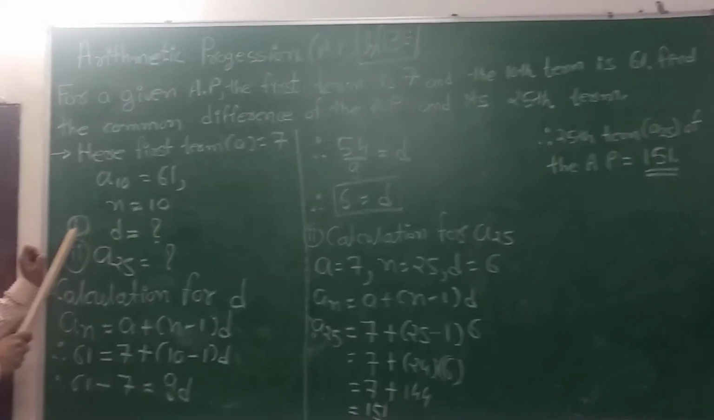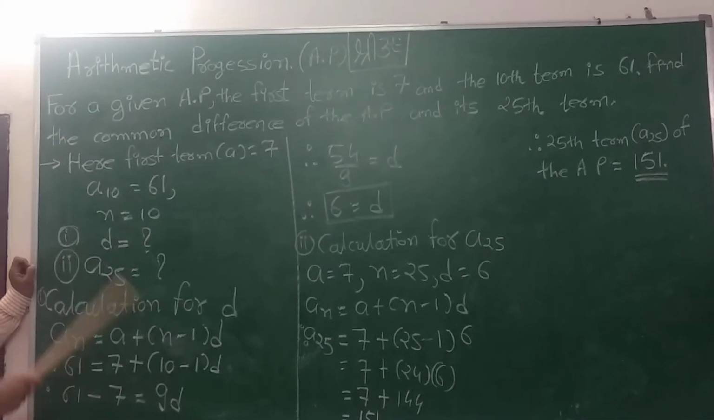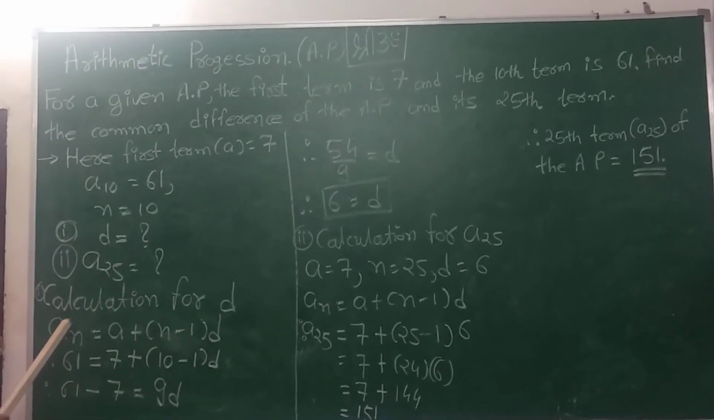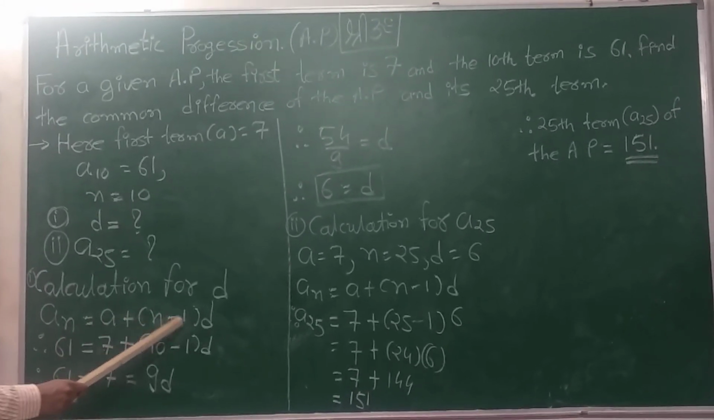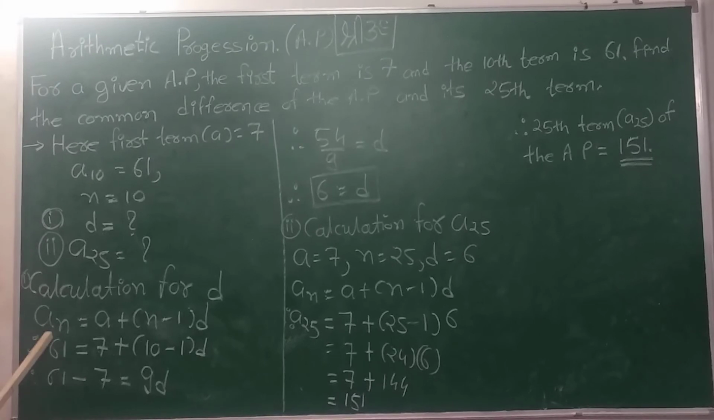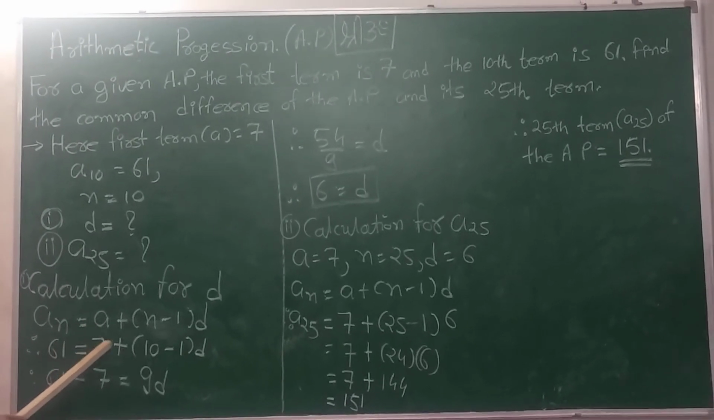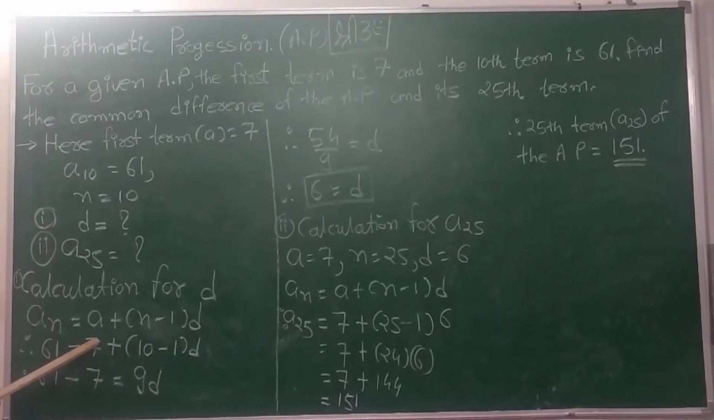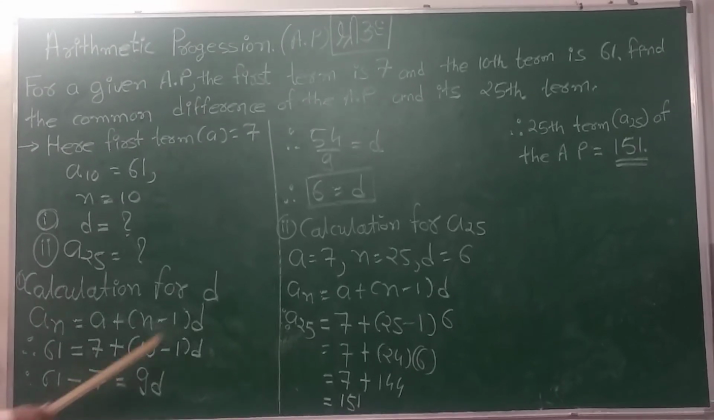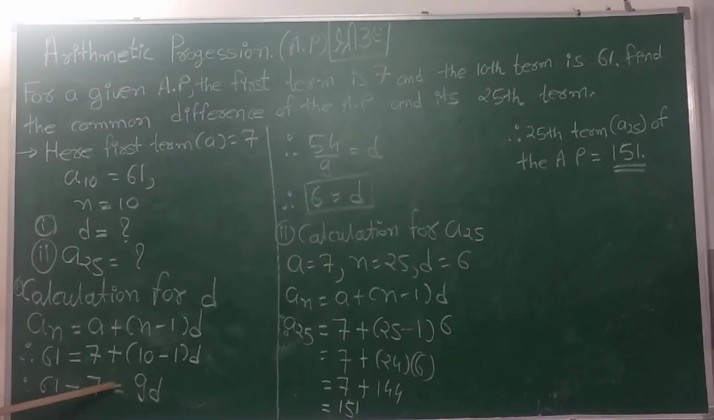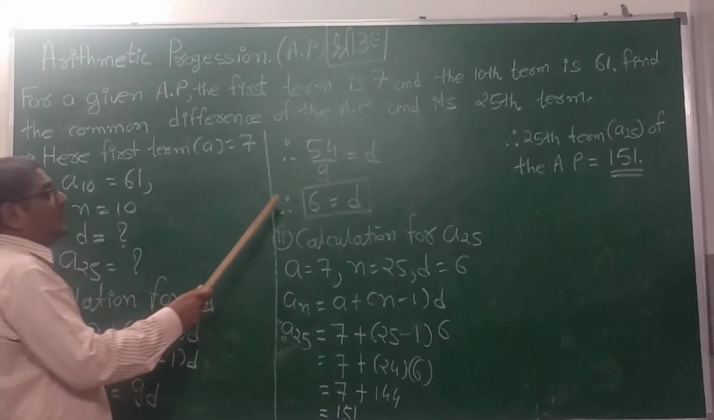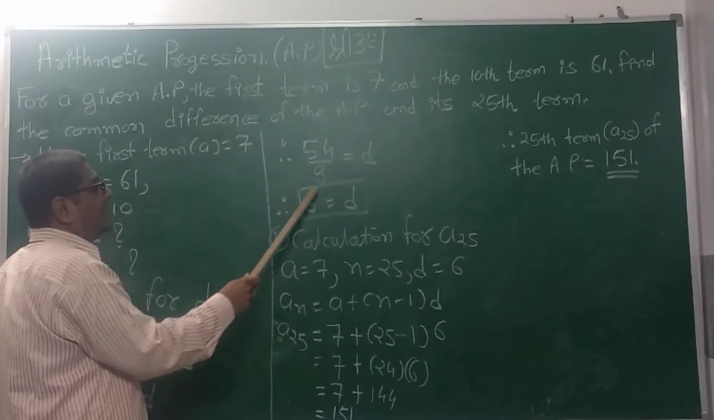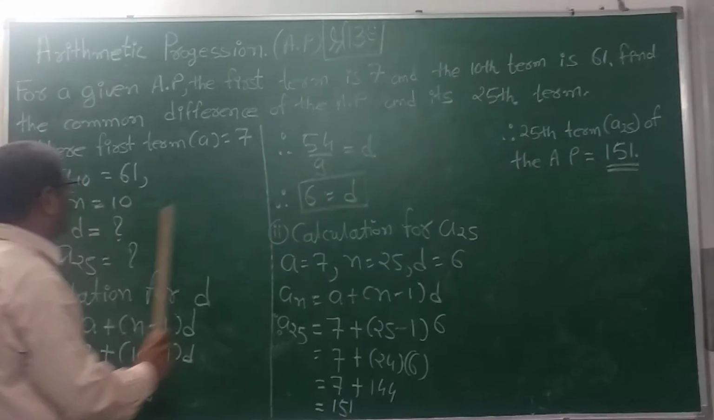Here two questions. First we have to find out d. After finding d, we will find out A25. So first, the calculation for d. The formula is an is equal to a plus n minus 1 into d. So instead of an, we substitute 61, and a is 7, n is 10. That is 10 minus 1 is equal to 9d. According to the application of linear equations, 61 minus 7, that is 54. And 9 is in multiplication, so it goes to division. Transpose. So at the end of simplification, that is 54 upon 9 is equal to 6. So we find out d, that is the end of the first question.